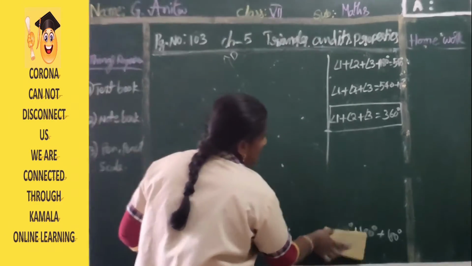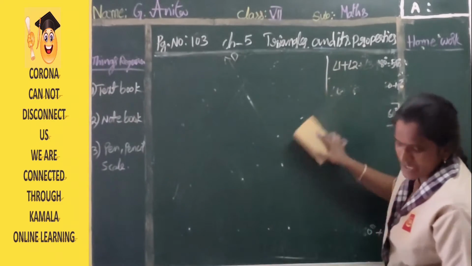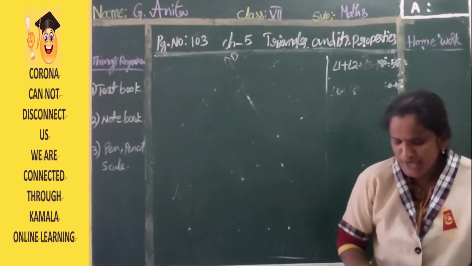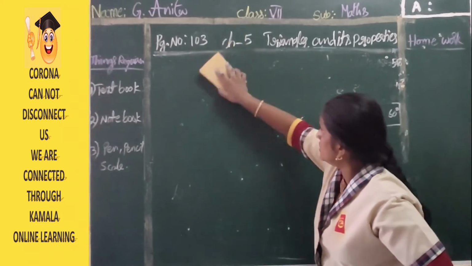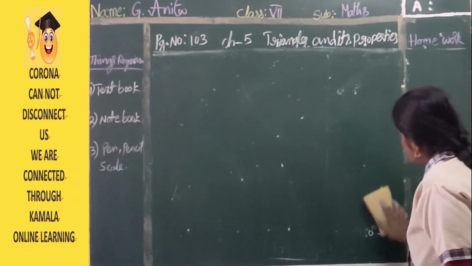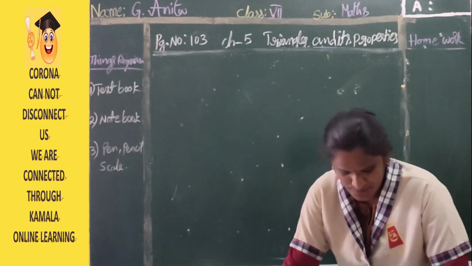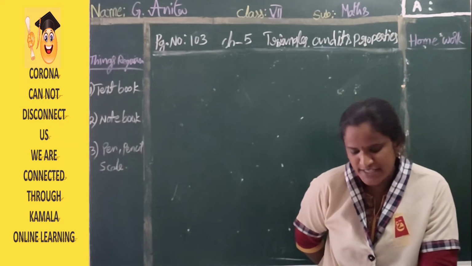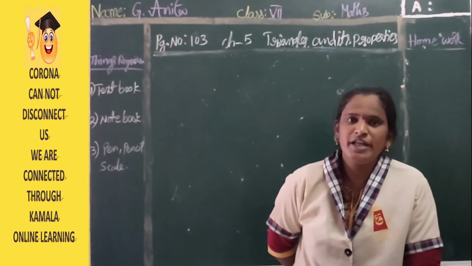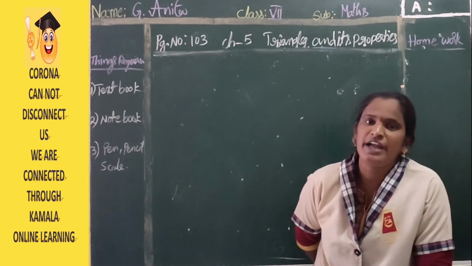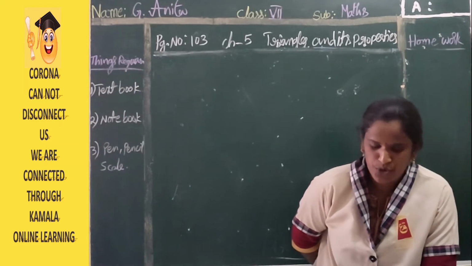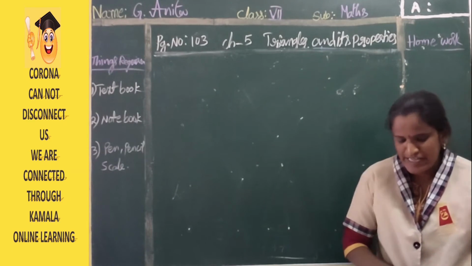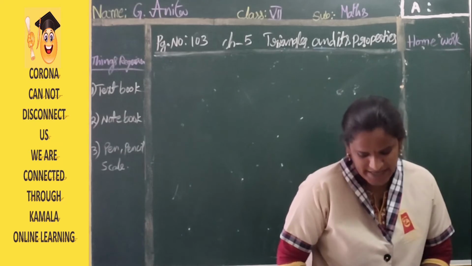Next we are going to start exercise 4. Everyone open your textbook, exercise 4, page number 106. Look at your textbook, exercise 4, first problem, what are they asking? Simple: in triangle ABC, name all interior and exterior angles of your triangle. Already you know what is meant by interior and what is meant by exterior. You have to do this one. Next, second question: for triangle ABC, find the measure of angle ECD.